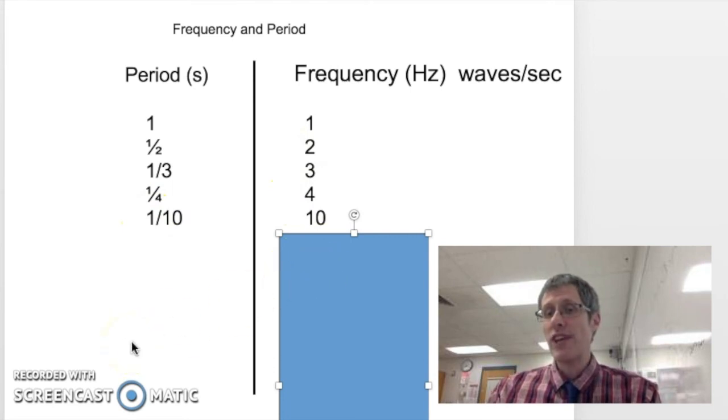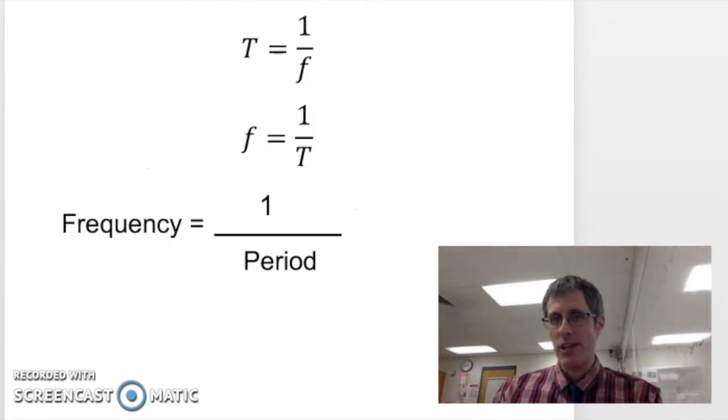So what if we just say that the period equals 1 divided by the frequency? And that is our first equation. Period, which is symbol T, equals 1 over frequency, which is symbol F.